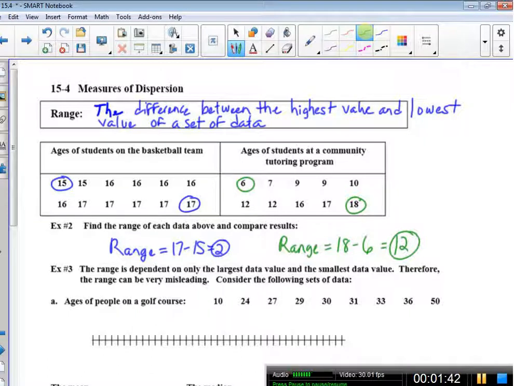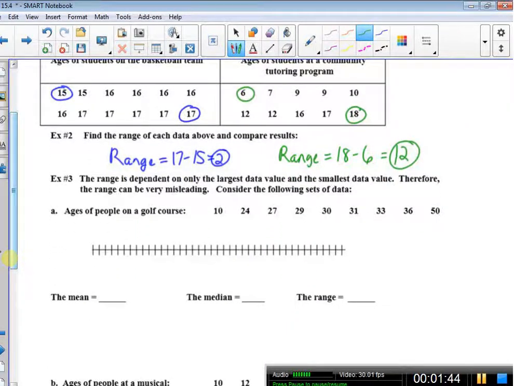All right, so the range can tell us some stuff about our data. The median can tell us some information about our data, the mean, but I'm going to compare why we need something else today. So let's first take a look here at Example 3. The range is dependent on only the largest data value and the smallest data value. Therefore, the range can be very misleading. So consider the following sets of data. So we have ages of people on a golf course.